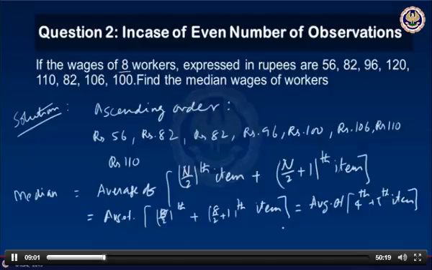Purely, the 4th item is 96 and the 5th item is 100. So 96 plus 100 by 2, which is 196 by 2, which is rupees 98, is the median for the given observations, which relate to the wages of 8 workers based on the even number of observations data.